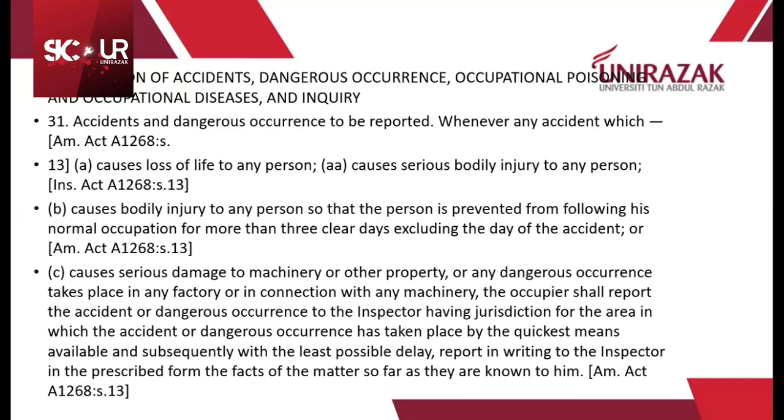Seterusnya, causes loss of life to any person, causes serious bodily injury to any person, causes bodily injury to any person so that the person is prevented from following his normal occupation for more than 3 clear days excluding the day of the accident. So bila nak kena lapor, kalau ikut perundangan, apabila dia MC lebih daripada 3 hari, tak termasuk hari kemalangan lah. So maksudnya kalau MC dia lebih 4 hari, it's compulsory kena buat report.